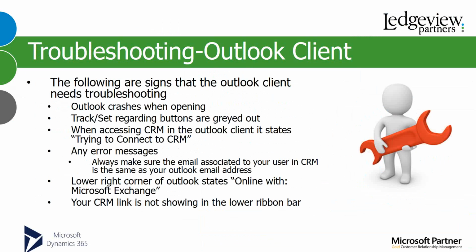Your track and set regarding buttons are grayed out. This is usually also a pretty quick fix. We clear your cache and we reconfigure your Outlook client. Again, any of these can have an underlying issue which will cause a little bit of a deeper dive in troubleshooting, but this is what we tend to see. When you're accessing CRM, so if you choose to not use the hybrid option, and you decide to utilize the CRM portion within the Outlook client, and it says trying to connect to CRM when you bring up the CRM portion, this is a sign that you're having an issue with your configuration.